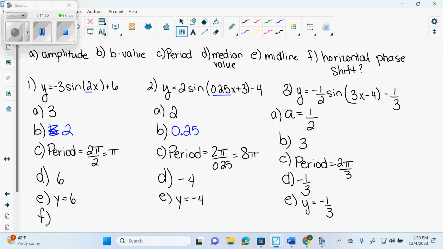Is there a horizontal phase shift on this one? No. No C value. What about this one? I have a C of 3, so yes. This one? I have a C of -4, so yes. That'd be cute. All right. Then we're going to flip over.